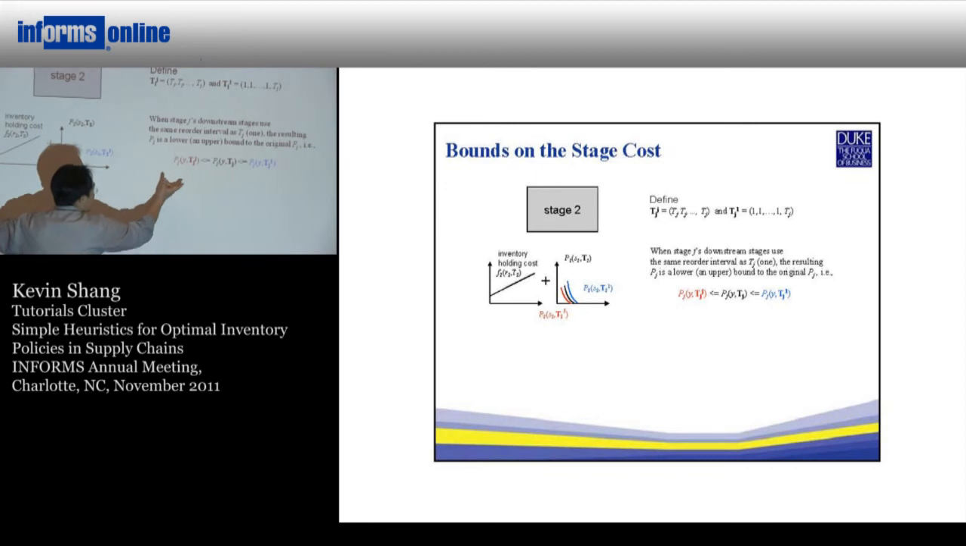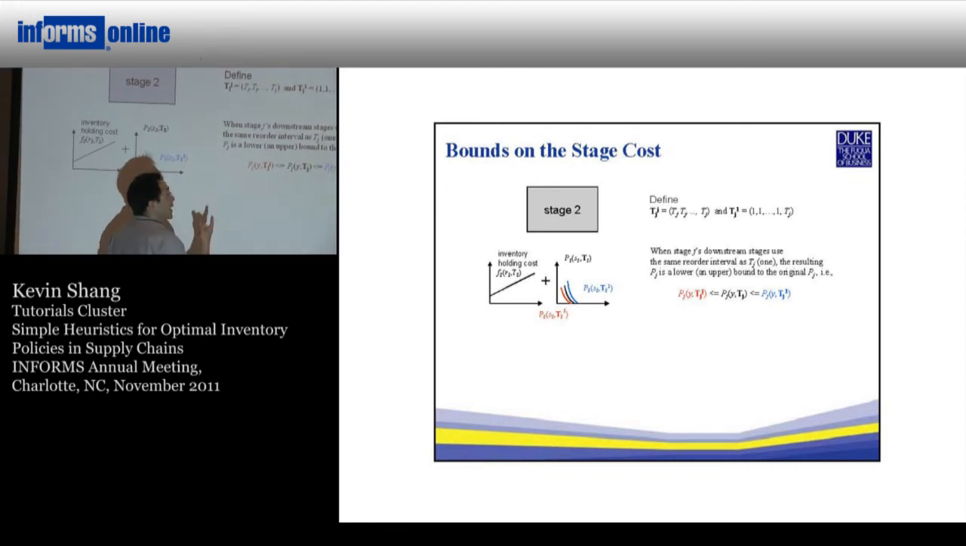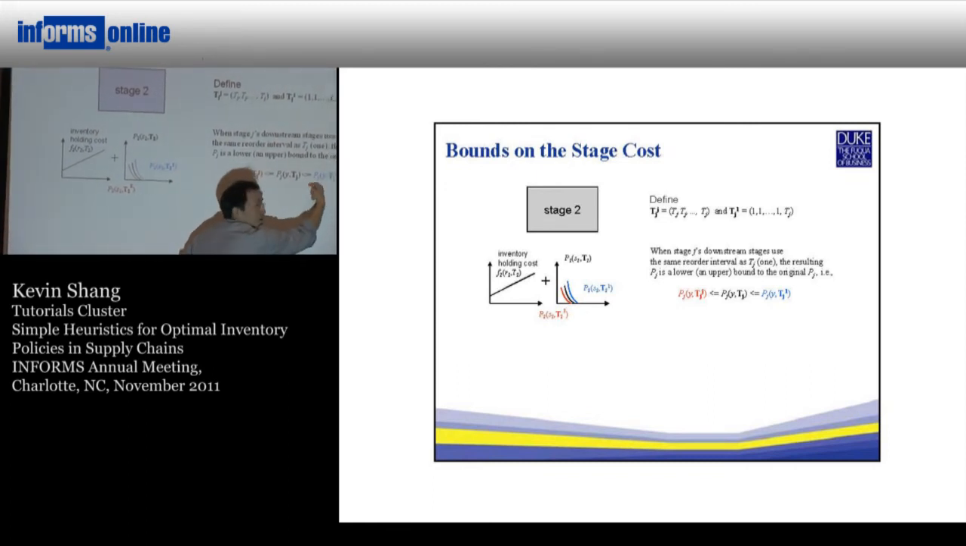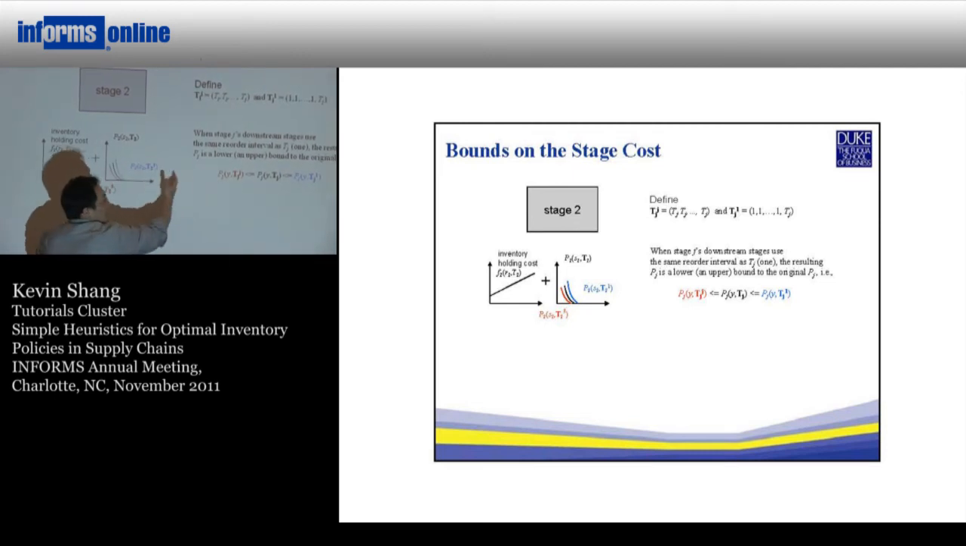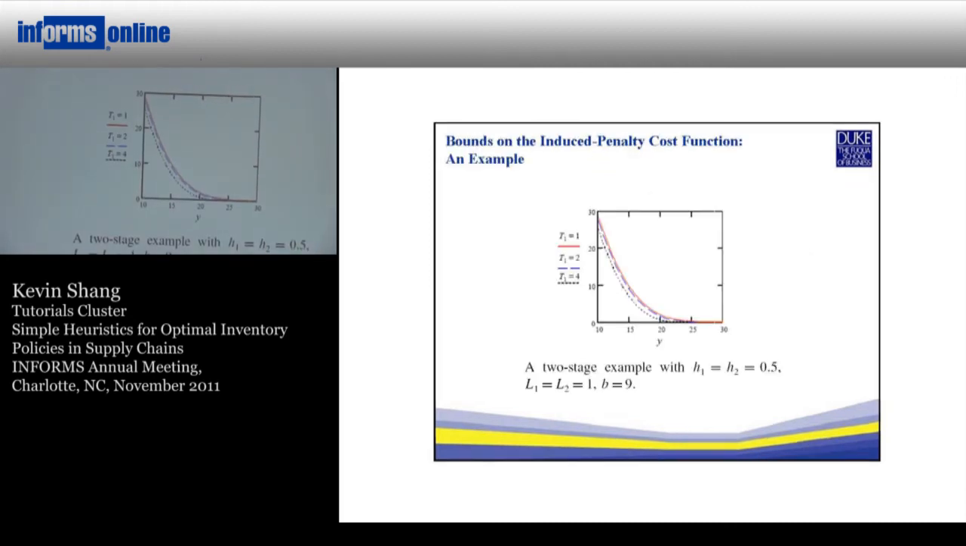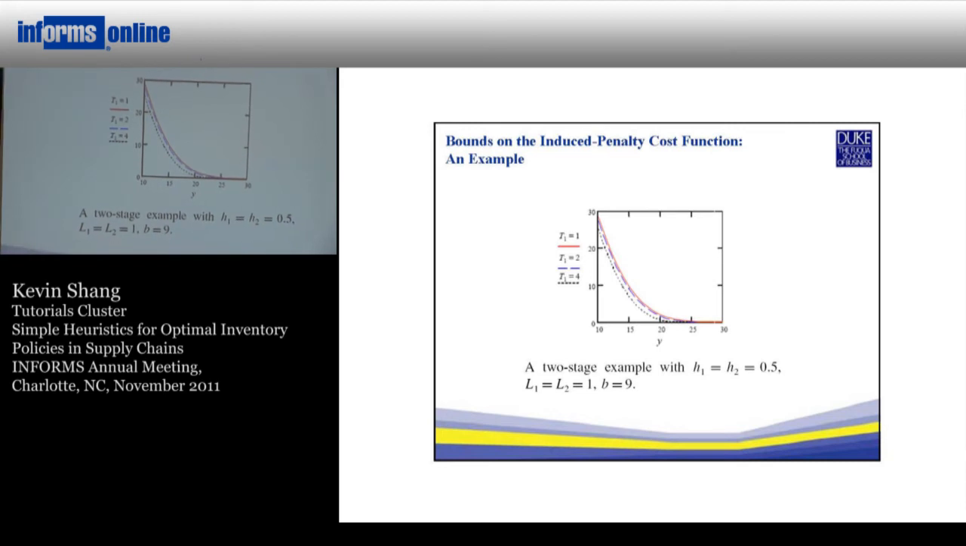So how do I construct the upper bound system? I basically just take this upper bound penalty to the stage 2 and sum them up. And I'm using this lower bound to generate the lower bound cost. Okay? So graphically, here's an example to show you how tight it is.